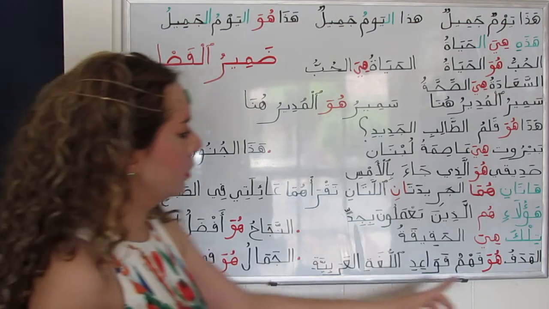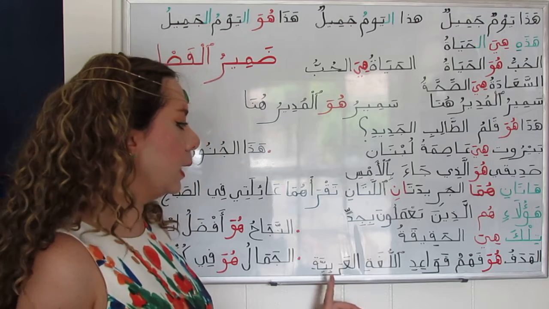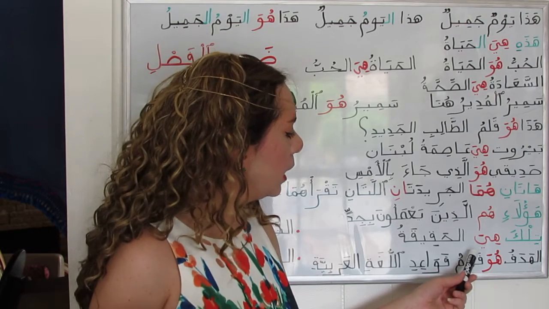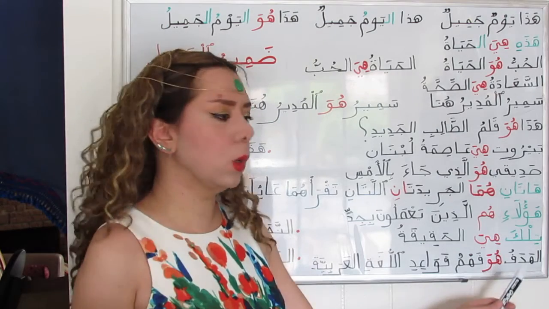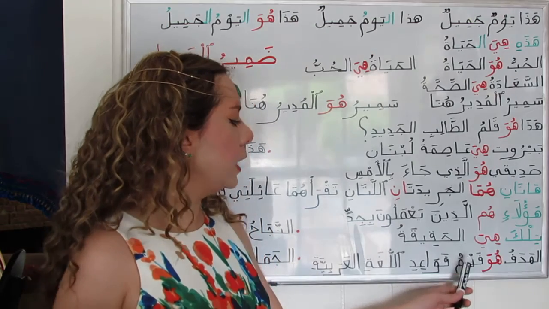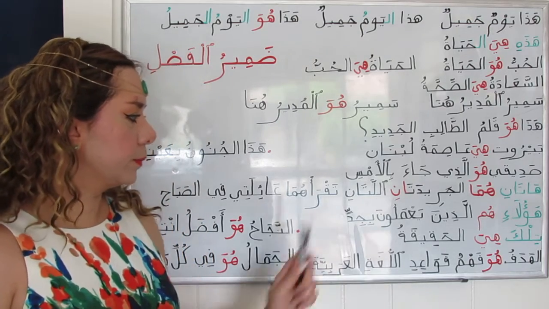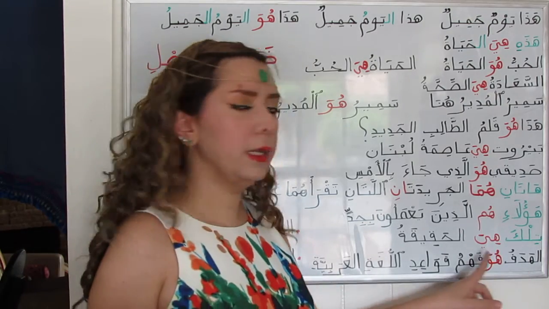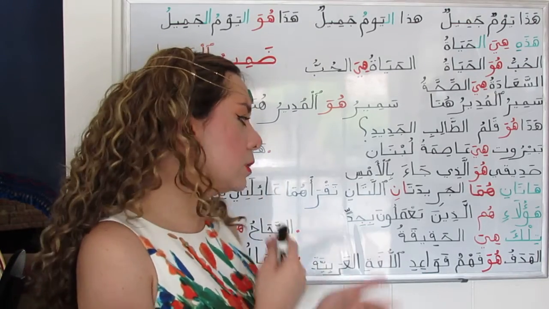Here, الهدف هو فهم قواعد اللغة العربية. This is an إضافة construction. الهدف, the goal, is the understanding of the Arabic grammar. We may say الهدف فهم قواعد اللغة العربية. Still, it's the same thing.